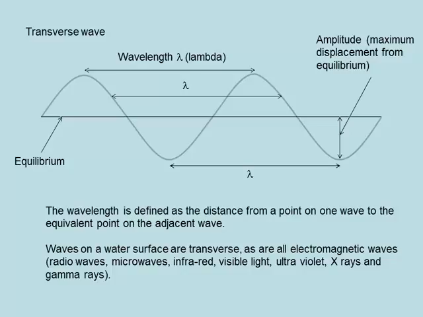adjacent wave. Waves on a water surface are transverse, as are all the electromagnetic waves: radio, microwaves, infrared, visible light, ultraviolet, X-rays and gamma rays.